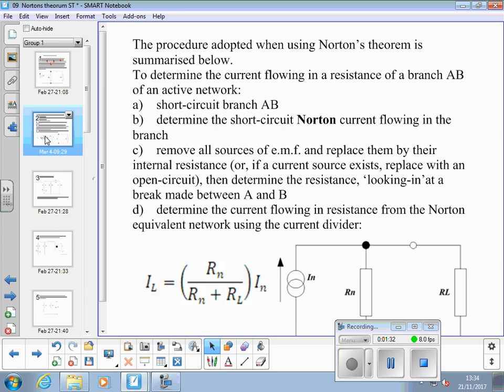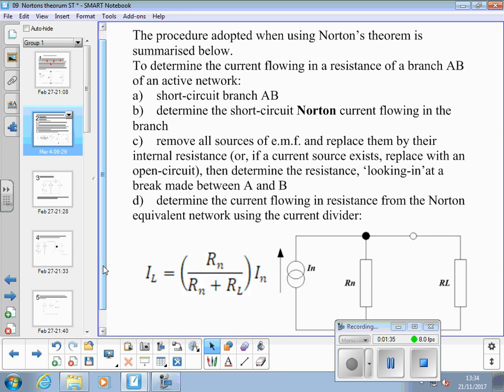Short circuit the branch AB. So you take your resistor out and short it. Determine the short circuit Norton current flowing in the branch that you've shorted. So that requires some DC theory in this case, Ohm's law, etc. Then that will give you a Norton's current, or the value of IN, and then you remove all sources of EMF and replace them by their internal resistance. If a current source exists, replace with an open circuit. Determine the resistance looking in at the break between A and B.